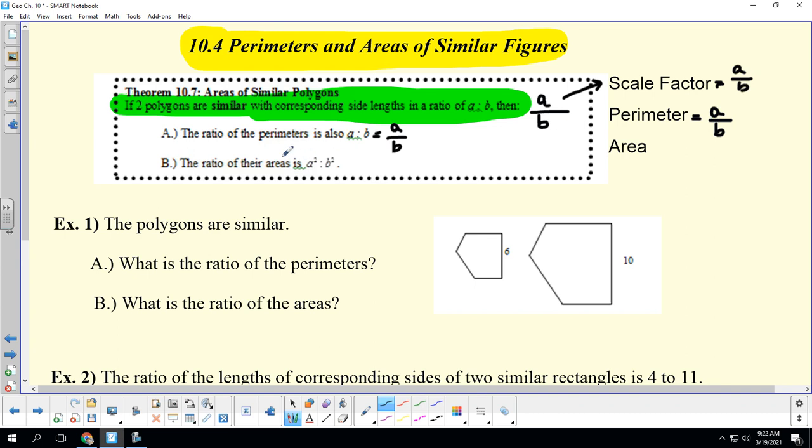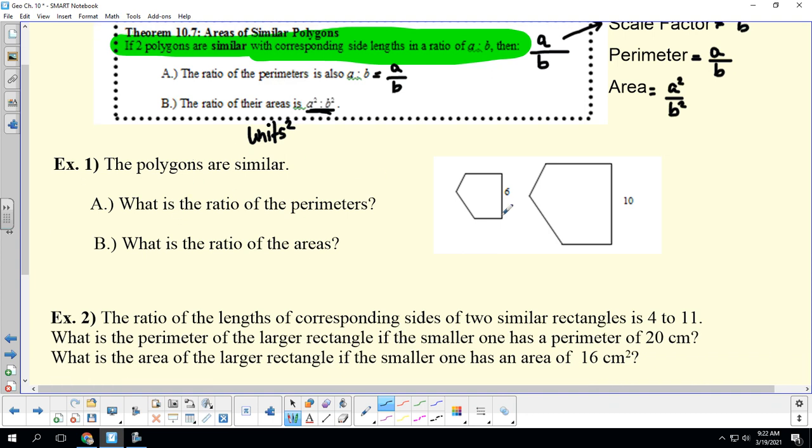And then area is special. I remember this because area is always units squared. So the ratio of the areas is going to be the scale factor squared. And let's take a look at what all this information means.